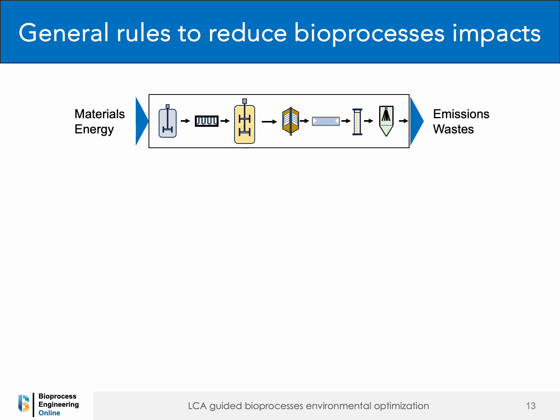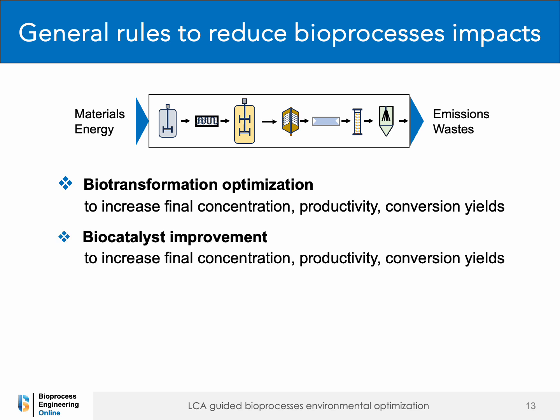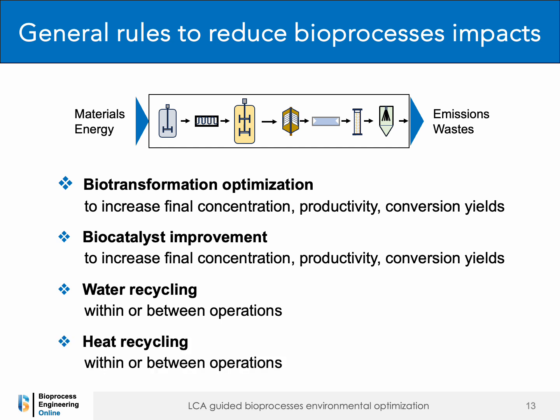By pinpointing environmentally critical inputs and outputs, life cycle assessment offers invaluable insights for optimizing bioprocesses environmentally. Several strategies for reducing the impact indicators of bioprocesses include enhancing biotransformation efficiency to elevate final product concentration, bioreactor productivity, and substrate conversion yield, improving biocatalysts to boost biotransformation efficiency, implementing water recycling within or between operations, incorporating heat recycling within or between operations.